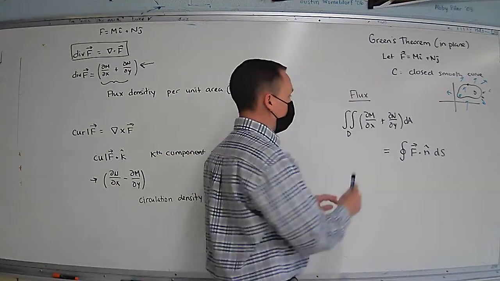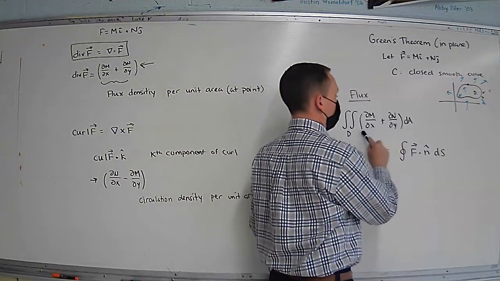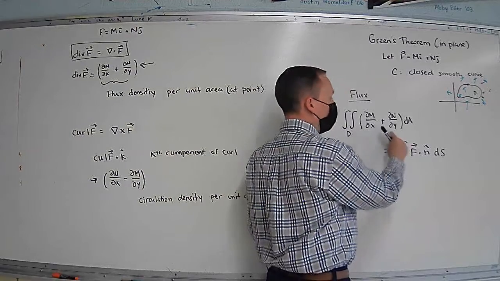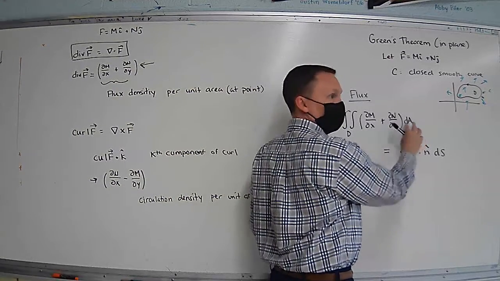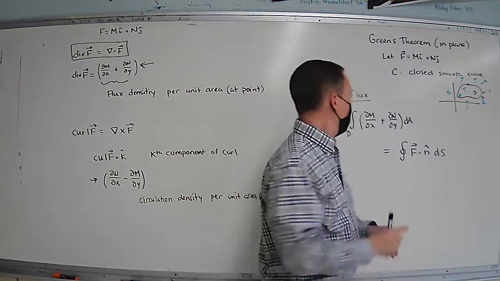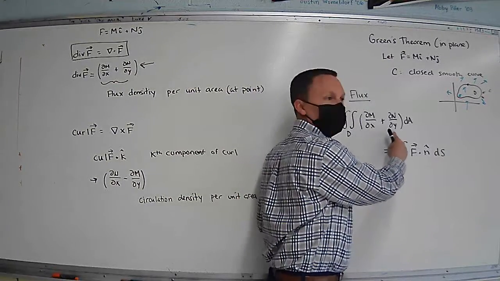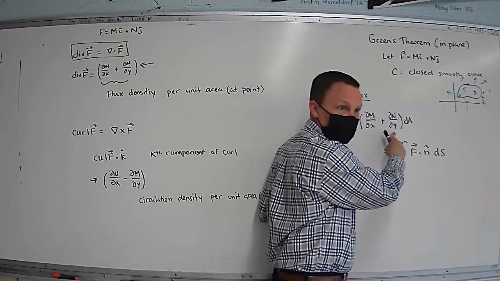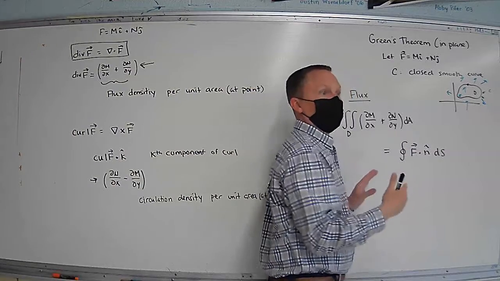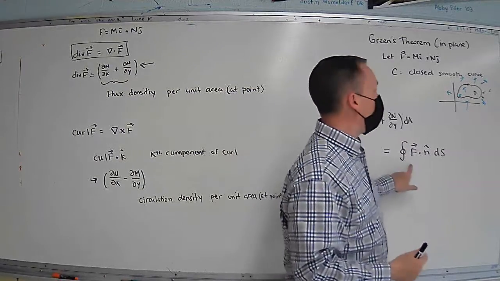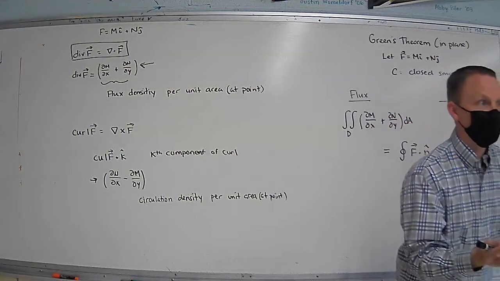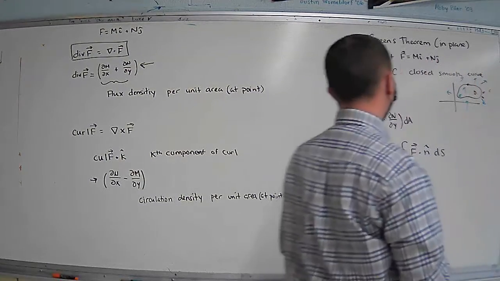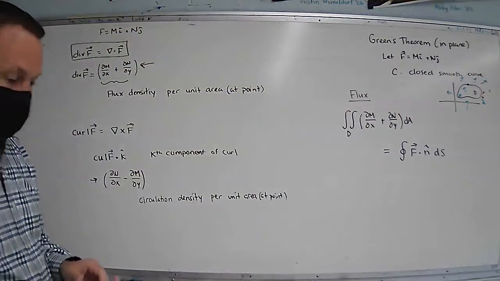But remember, what is it that this is summing up? You're summing up the flux density per unit area over the whole area. Or, another way of thinking, you're summing up the rate of change of flux per unit area over the whole area. And what does that equal? The net flux along the boundary, the change in flux along the boundary. Wow, that's pretty heavy, okay?